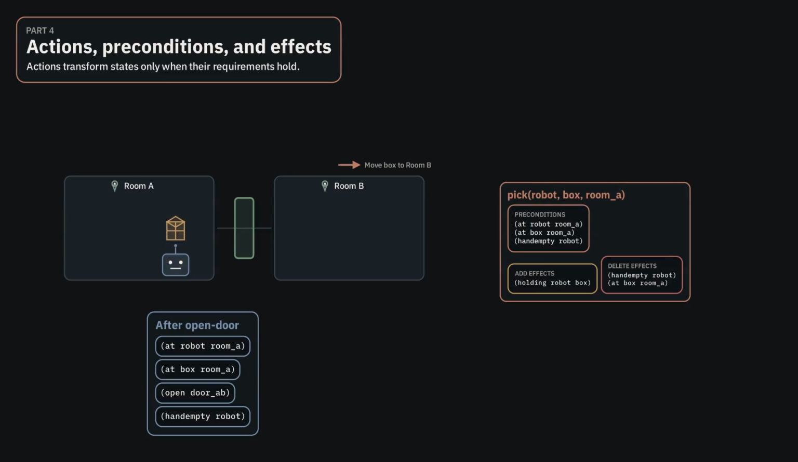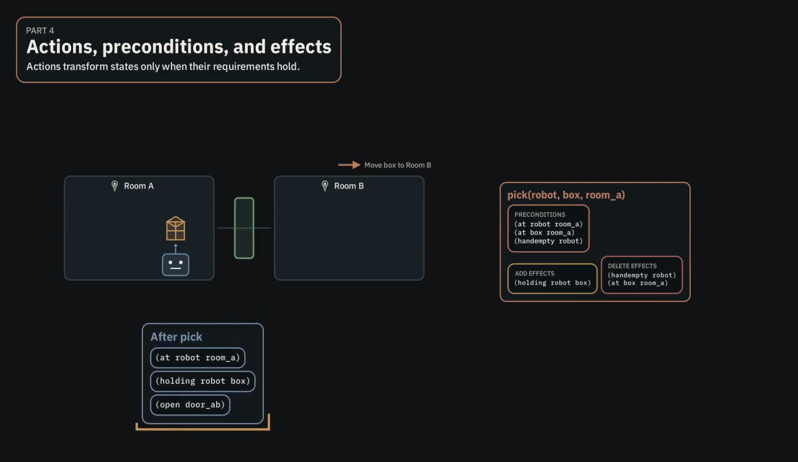Now consider pickup box. This one is even more revealing. If the robot picks up the box, then holding box becomes true. But hand empty must stop being true. And the fact at box room A must also stop being true. This is why add effects and delete effects matter. Actions do not merely add information. They replace one symbolic situation with another.